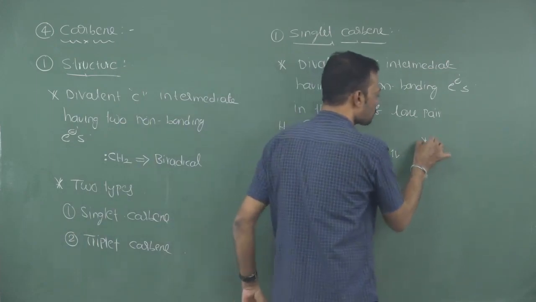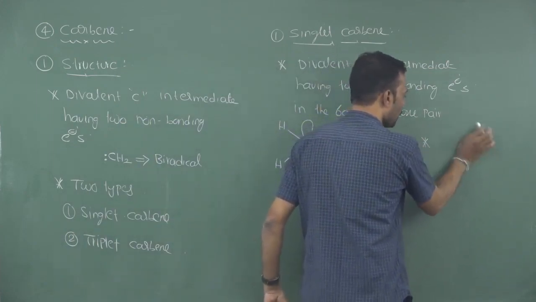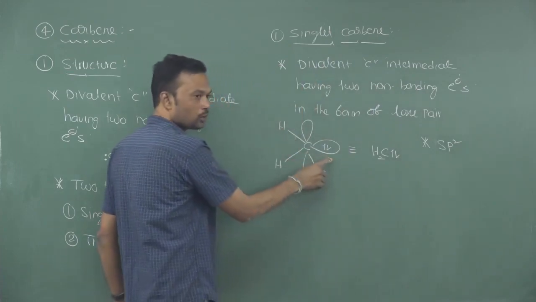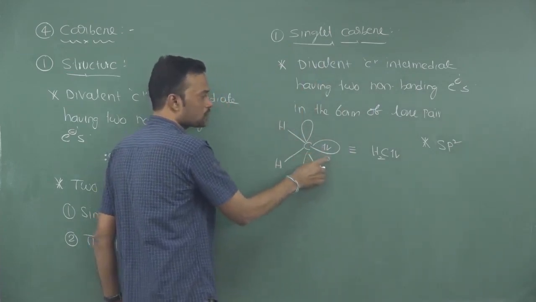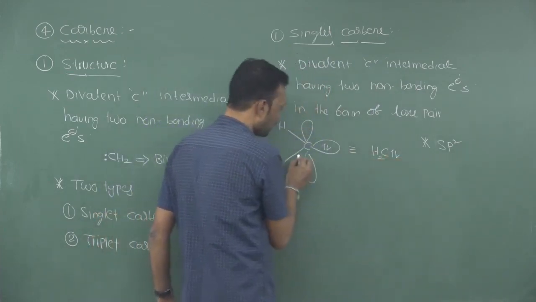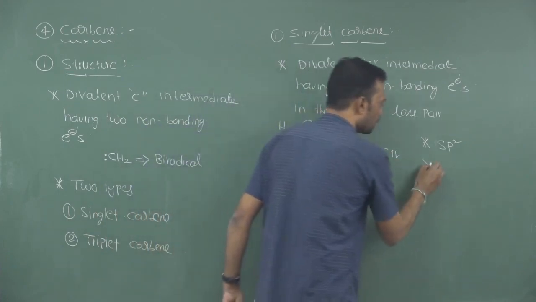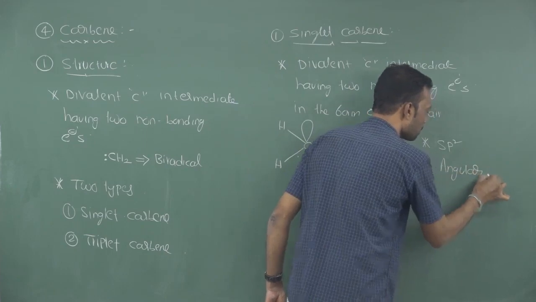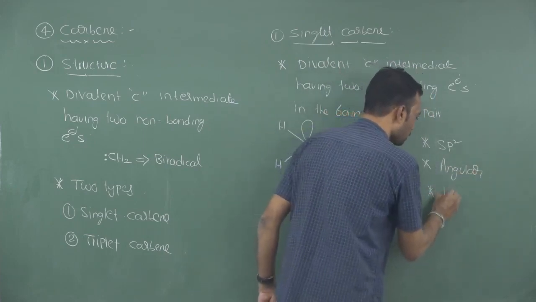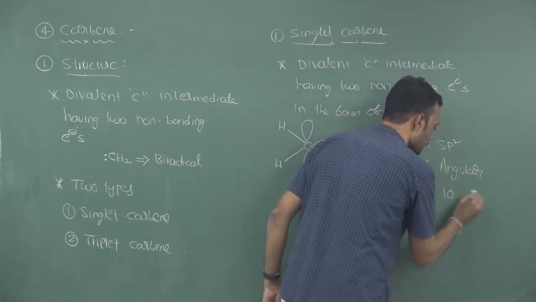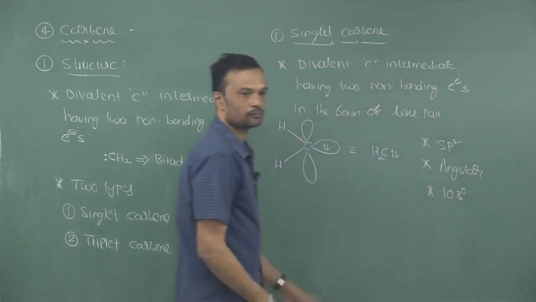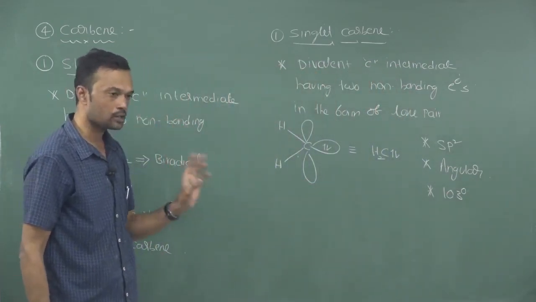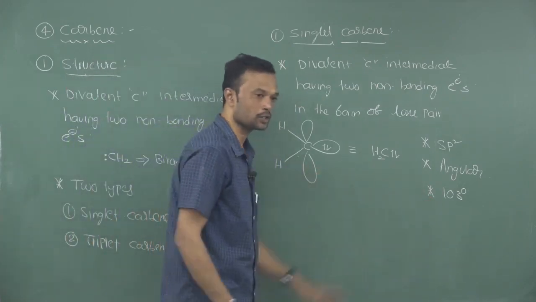And what is the hybridization of singlet carbene? Can I write sp2? Two bond pairs and one lone pair is nothing but sp2. 1, 2, 3. Then what about the shape? This is completely angular. And what about the bond angle? Bond angle is 103 degrees. This angle is many times asked in exams. It is expected for your exam. V shape or angular shape and bond angle is 103.